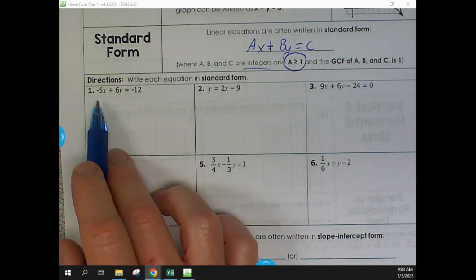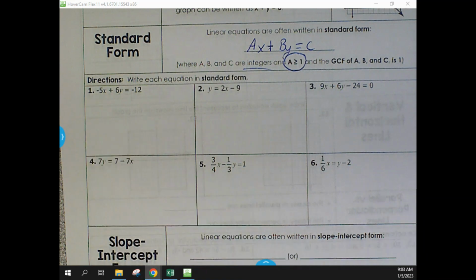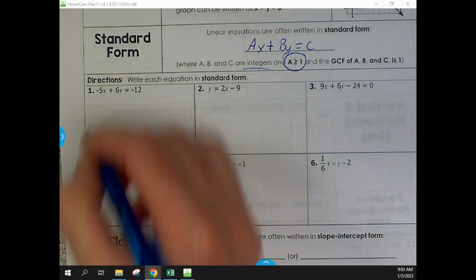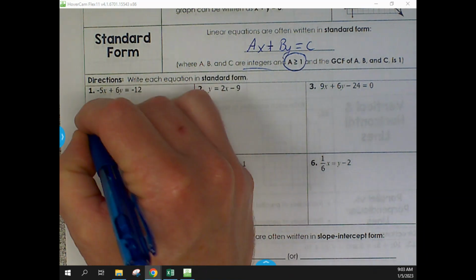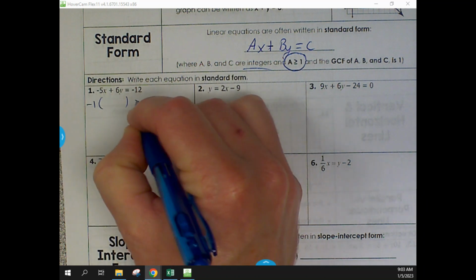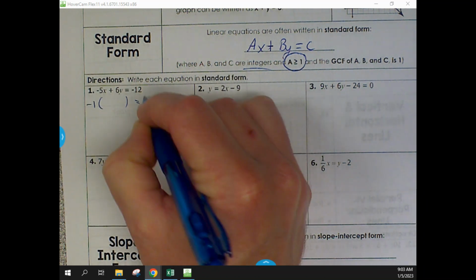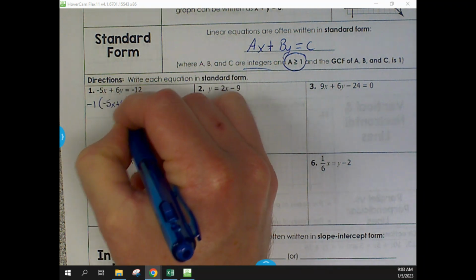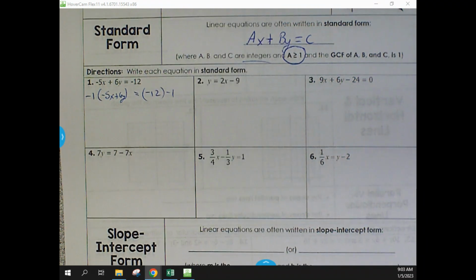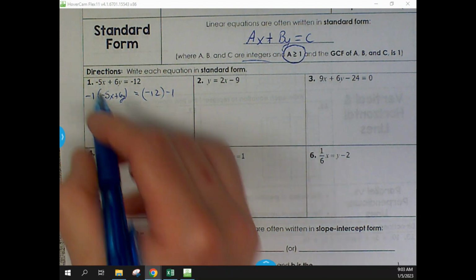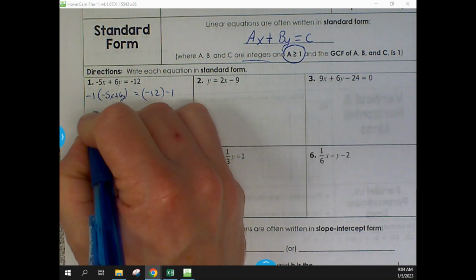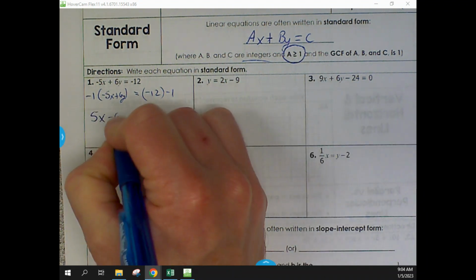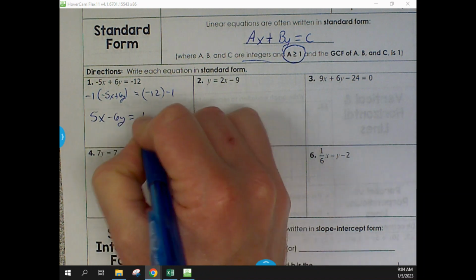For number one, it's pretty much almost there. The only difference is in this case the a value is negative. So to make that equation then be positive, we just need to take everything here and multiply it by -1. Okay, so multiplying by -1, basically we just change all the signs. That'll make that 5x minus 6y equals 12.